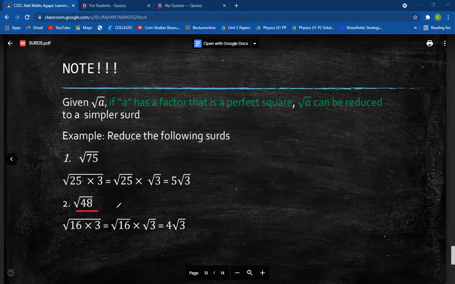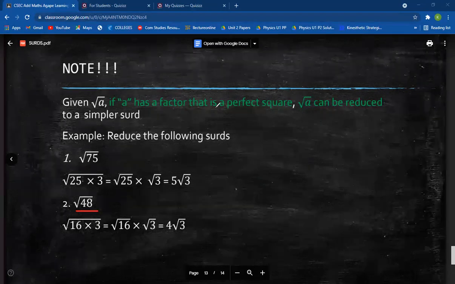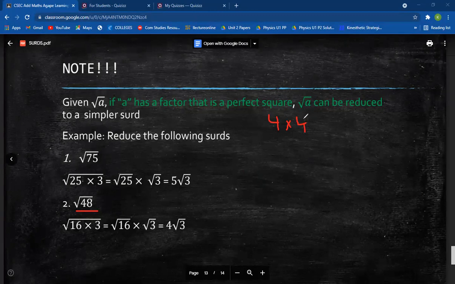So 48. 16 times 3 is going to give me 48. 16, this is a perfect square, because 4 times 4 gives me 16. Since 48 has a factor that is a perfect square, it could be reduced further.